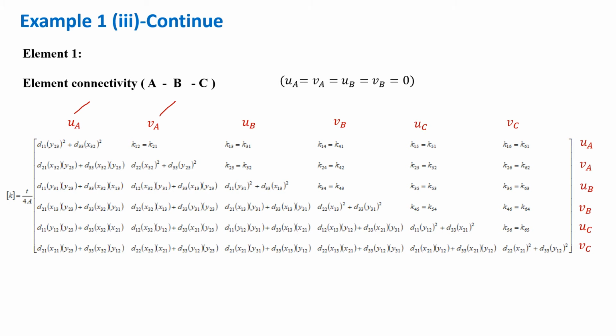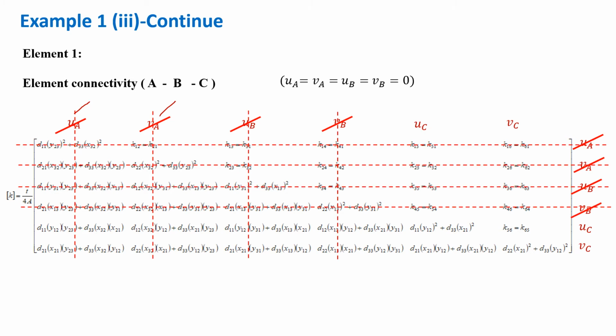Then we can eliminate the row and column of this 0 value degree of freedom in order to obtain the reduced stiffness matrix. After eliminating those unwanted rows and columns, there are only 4 terms left as shown.